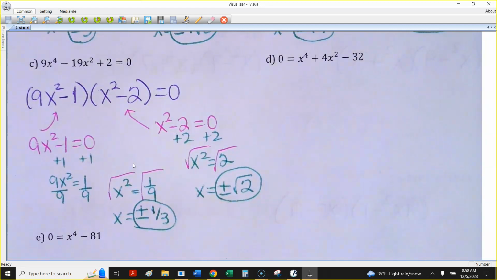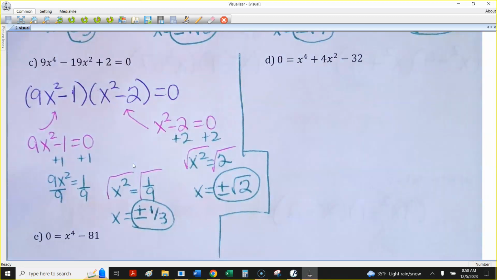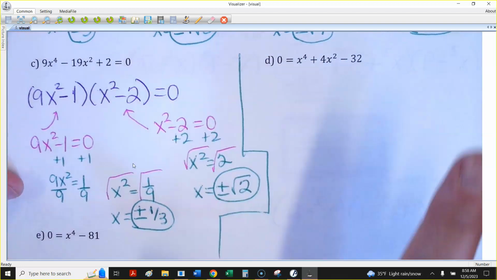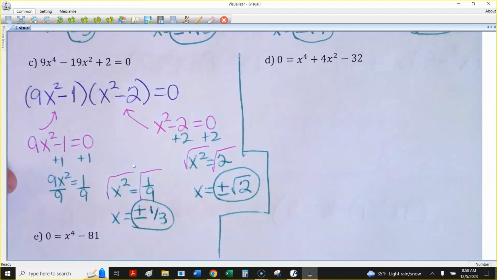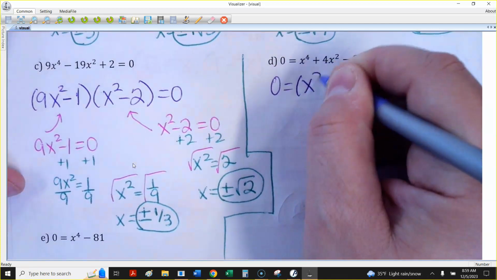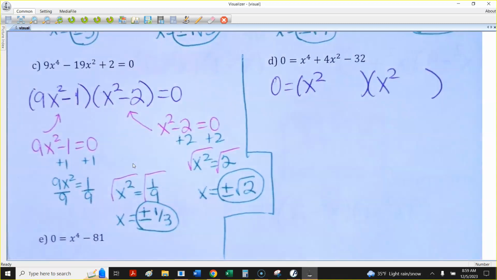Okay, now two totally new questions. We haven't done anything with this today. See if you can do these, guys. All right, now it's x to the 4th, so it's quartic, plus 4x squared minus 32. We're going to factor this just like a quadratic. The only difference is we're just going to use an x squared at the beginning of each of the terms instead of a plain x. That's the only difference between that and a quadratic.